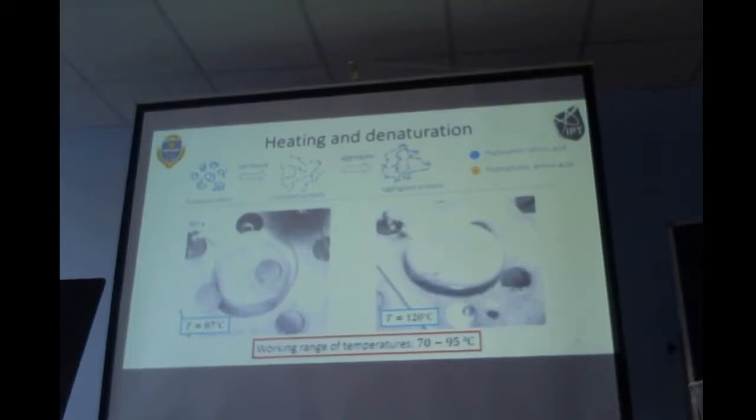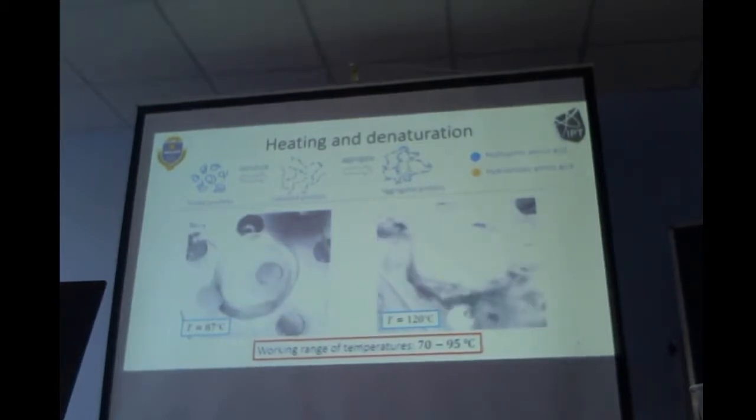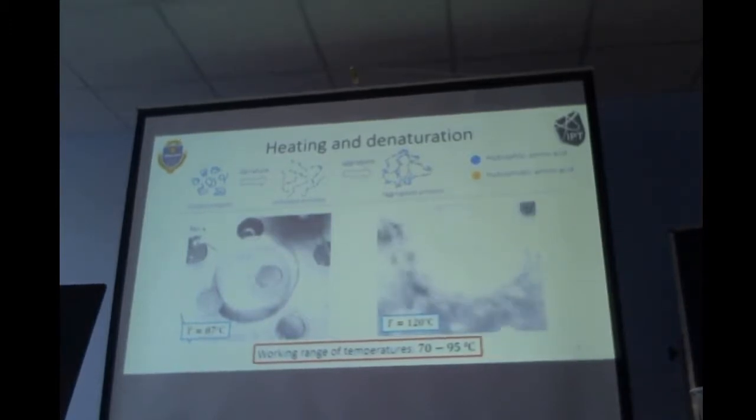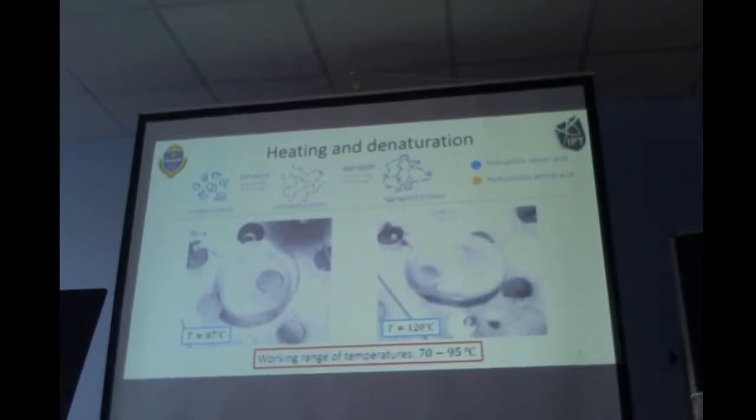Denaturation of egg white. We visualize the pearls on the bottom of the vessel, and we determined our working range of temperature from 17 to 95 Celsius degrees, because if the temperature was higher, the water in pearls is boiling.